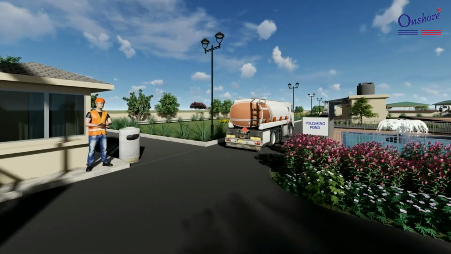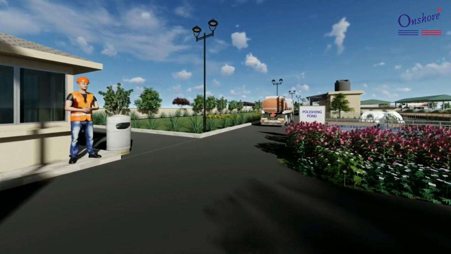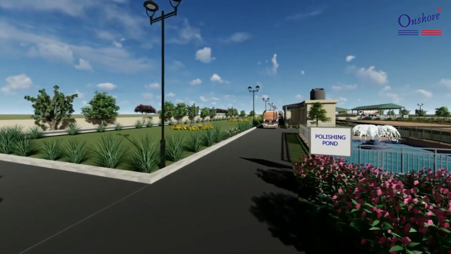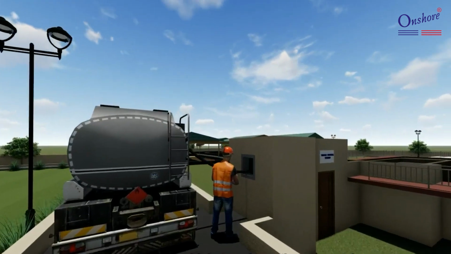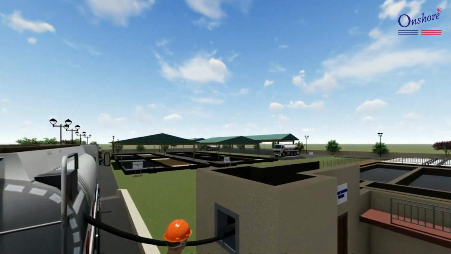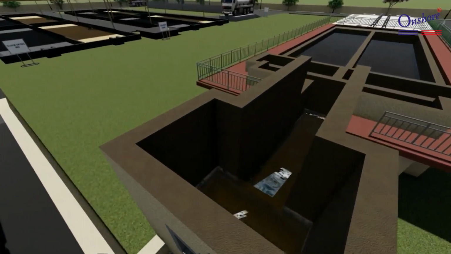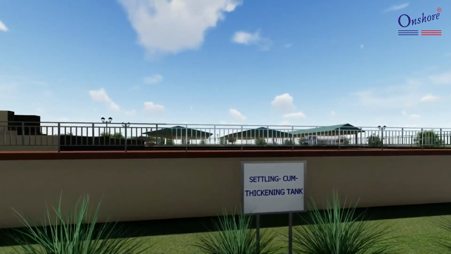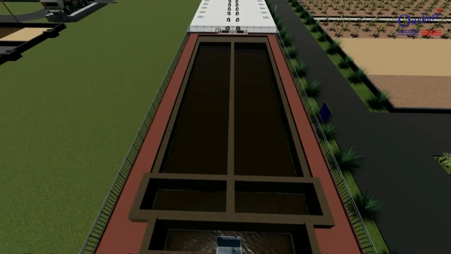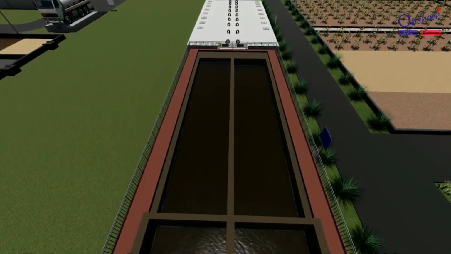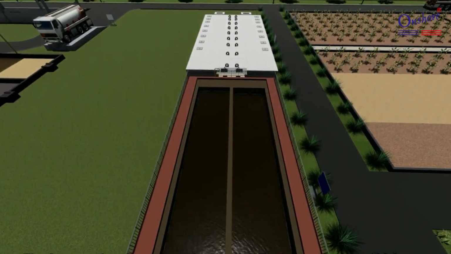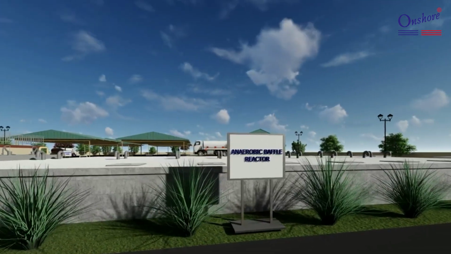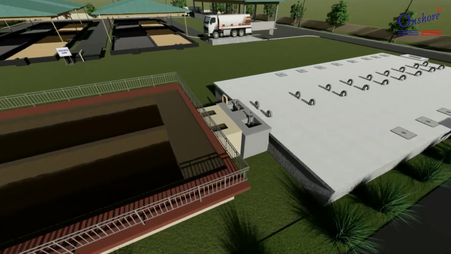Cesspool vehicles carry septage from households to reach the treatment plant for safe and scientific disposal. The entry is recorded. The vehicle moves on the ramp to dispose the septage in the feeding tank. From here, the septage flows to settler-cum-thickener tank through the inlet channel. Here, the solids settle down at the bottom. This separates from the liquid. Liquid overflows to anaerobic baffle reactor (ABR) for further treatment.